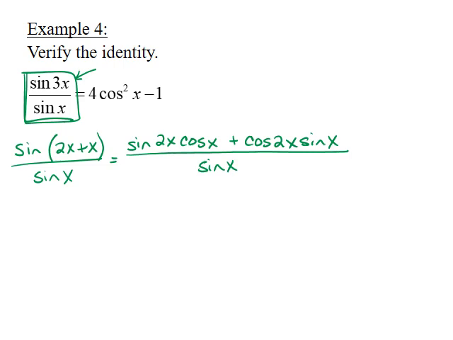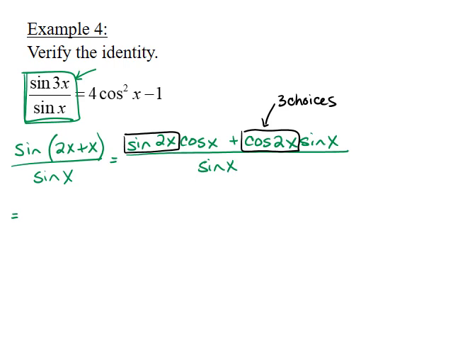Okay, here, double angle, double angle. Sine of 2x, no problem at all. There's only one option. But for cosine of 2x, we have 3 choices for this. And this is where it gets a little tricky because you have to kind of think ahead a little bit and try some things to see if it's going to get to where you need to be. And it's tricky.